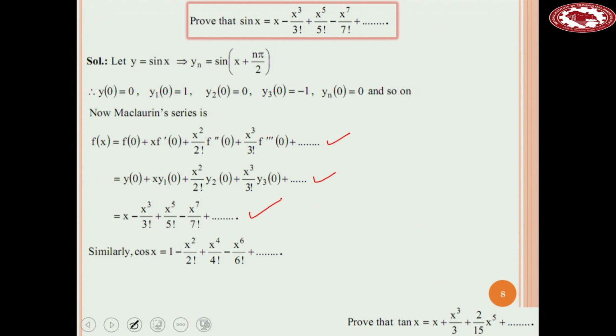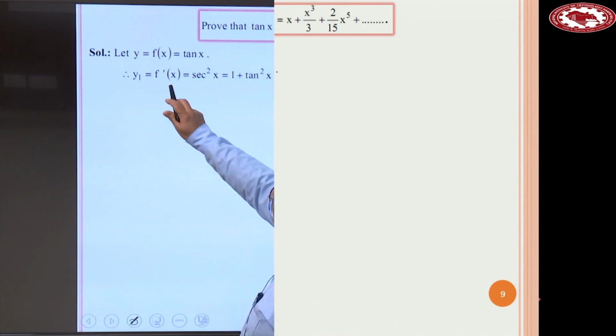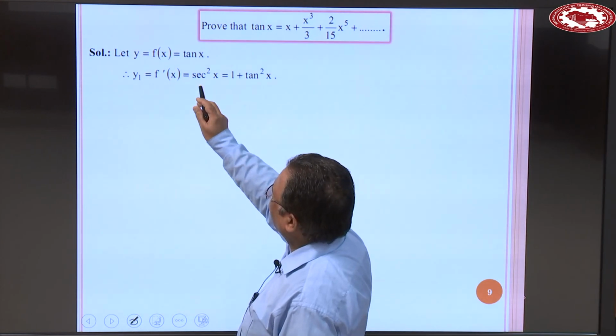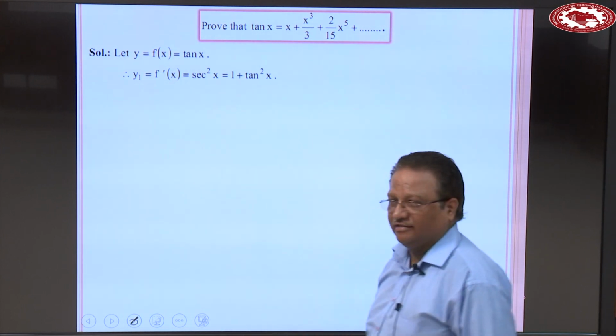Now, one more problem. Prove that tan x is equal to, this result is important, tan x is equal to x plus x cube over 3 plus 2 over 15 x5 plus and so on. So here what is f(x)? F(x) is equal to tan x, means y is equal to tan x. Then calculate first derivative. First derivative f dash x is equal to secant square x and secant square x is 1 plus tan square x.